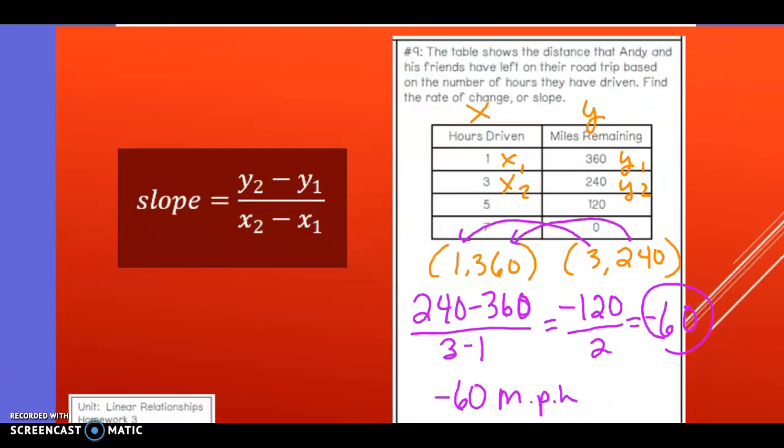In the second table, again, I labeled my 2 columns, x and y, and I just picked my first 2 rows to generate my points. I applied my formula, which was using the second y minus the first y over the second x minus the first x. I got negative 120 over 2, or negative 60.